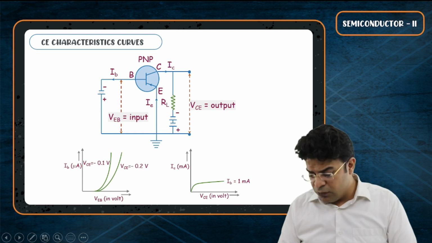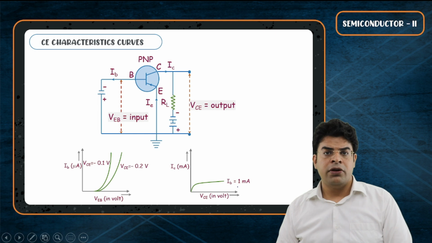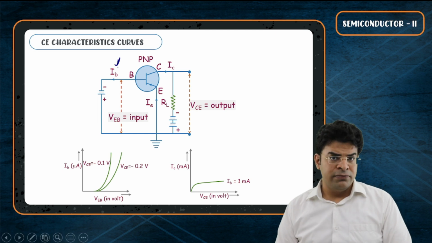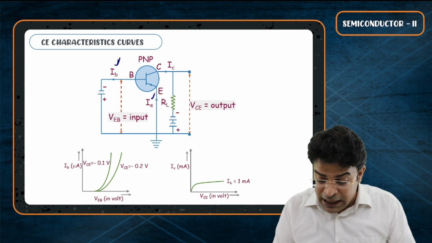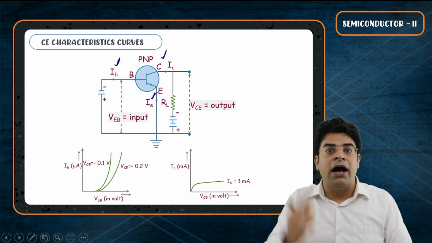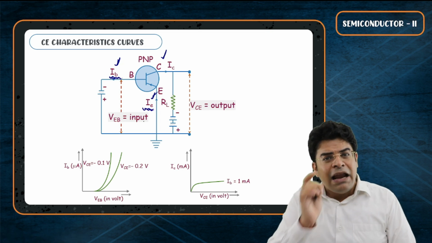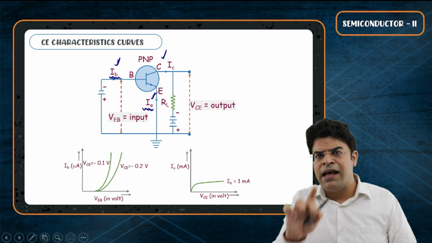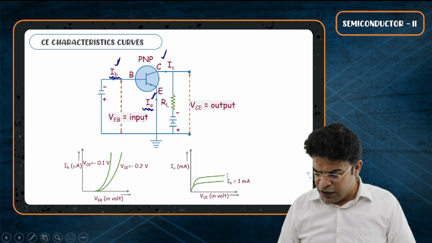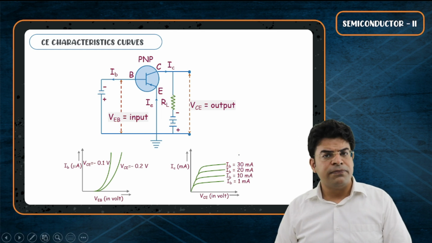Now let's say you get this particular graph when the base current is 1 milliampere. If the base current is higher, it means that the emitter is emitting more, so the collector will be collecting more, so your IC will come out to be higher. You get higher base current when you have higher emitter current, and when you have higher emitter current, you also have higher collector current. So for higher base current, the graph looks like this, for even higher like this, for even higher like this.